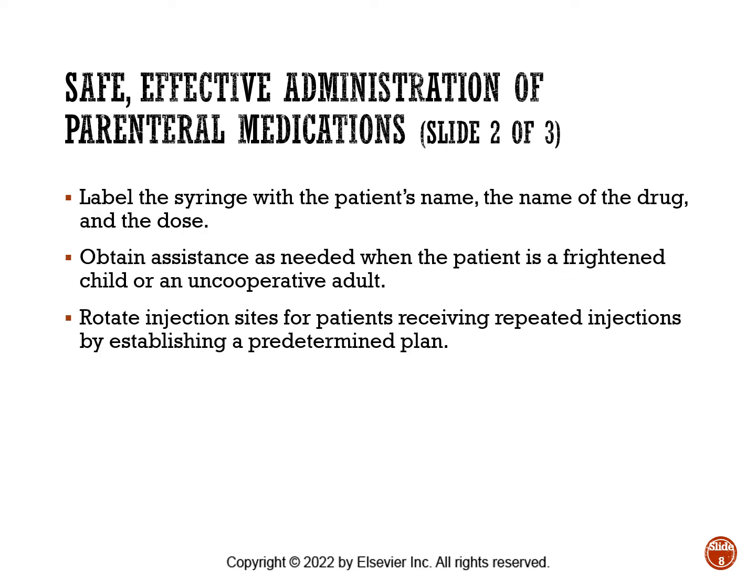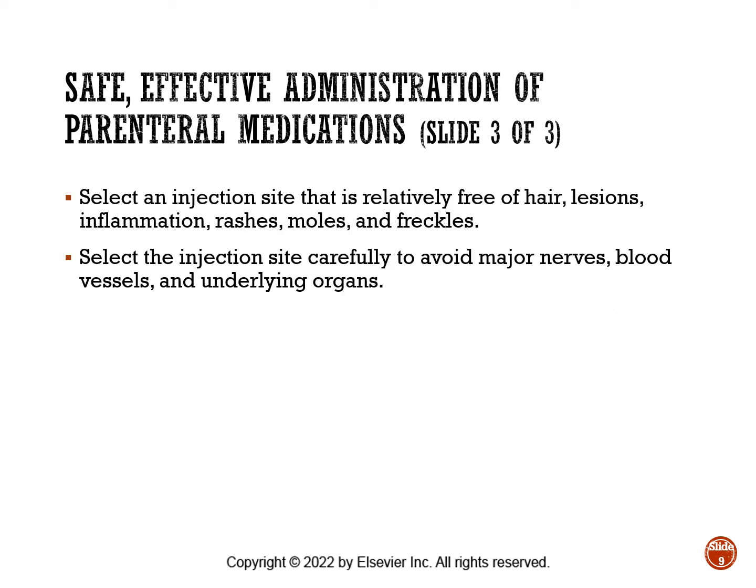Label the syringe with the patient's name, the name of the drug, and the dose. Obtain assistance as needed when the patient is frightened, such as a child or an uncooperative adult. Rotate your injection sites for patients receiving repeated injections by establishing a predetermined plan. Select an injection site that is relatively free of hair, lesions, inflammation, rashes, moles, and freckles. Select the injection site carefully to avoid any major nerves, blood vessels, and underlying organs.